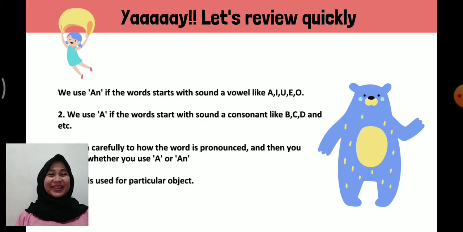So let's review quickly, guys. We use an if the word starts with the sound of a vowel like a, e, i, o, u. And then we use a if the word starts with the sound of a consonant like B, C, D, and etc. And listen carefully to how the word is pronounced, and then you can choose whether to use a or an. And then the last is, the is used for a particular object.